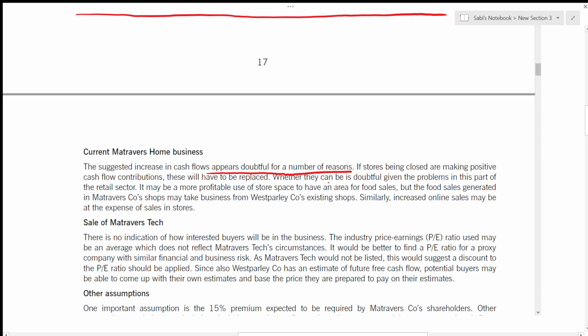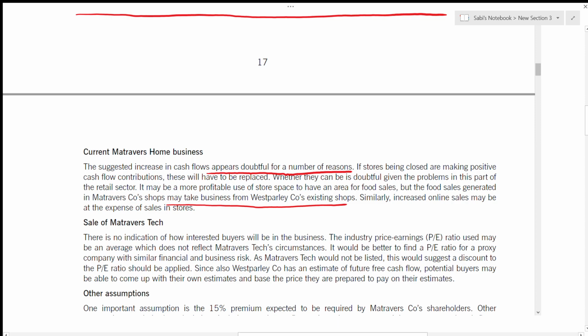Whether they can be is doubtful given the problem in this first part of the retail sector. It may be a more profitable use of store space to have an area for food sales, but the food sales generated in Matt Trevor's company shops may take business from Westpac's existing shops. See, already Westpac is selling food in their existing shops. If now they're using the stores of the Matt Trevors also to sell the food, and if that becomes more profitable, it will take over the Westpac's business, the food business.